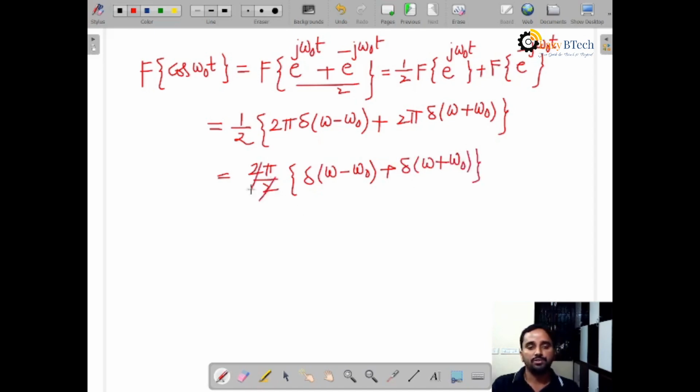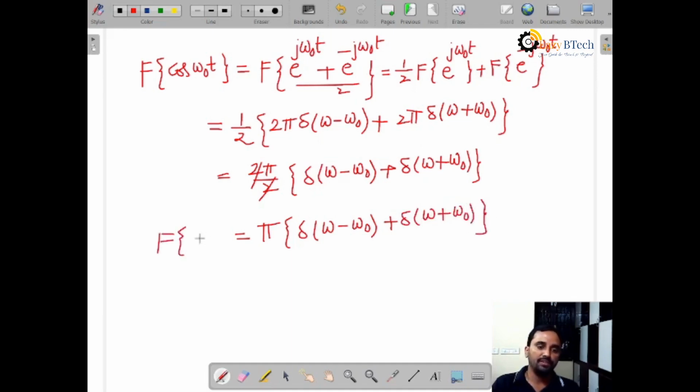Okay, so the 2 gets cancelled. The remaining is the answer: pi times delta of omega minus omega naught plus delta of omega plus omega naught. So this is the Fourier transform of cos omega naught t.